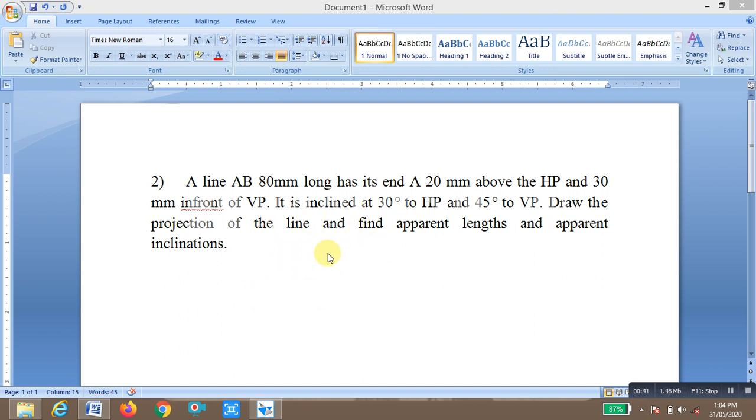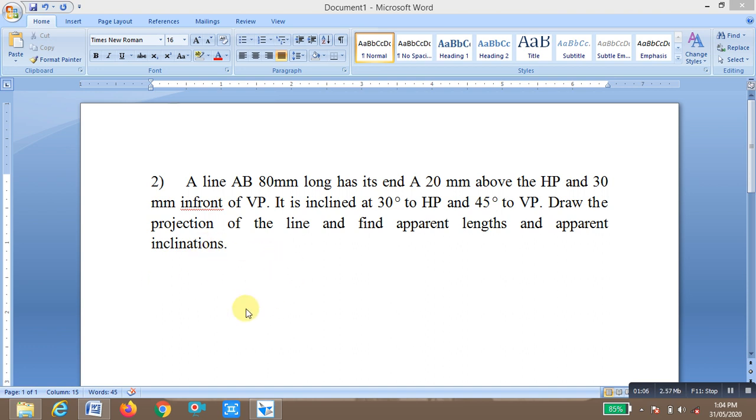The given problem is: a line AB, 80 mm long, has its end A 20 mm above the HP and 30 mm in front of the VP. It is inclined at 30 degrees to the HP and 45 degrees to the VP. Draw the projection of the line and find apparent lengths and apparent inclinations.